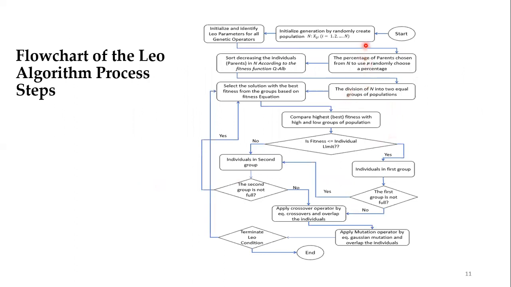Now, this is the algorithm: start, initialization, and then identify LEO parameters, and then randomly divide the population into two groups, select the highest fitness, and then traverse through the first group individuals and compare them to the highest fitness. If it is higher or greater, then it will be selected. If not, then we will select from the second group.